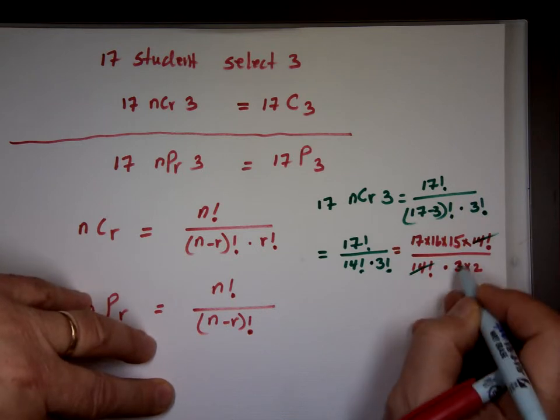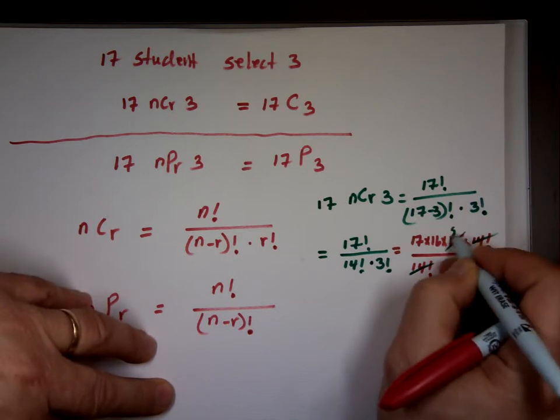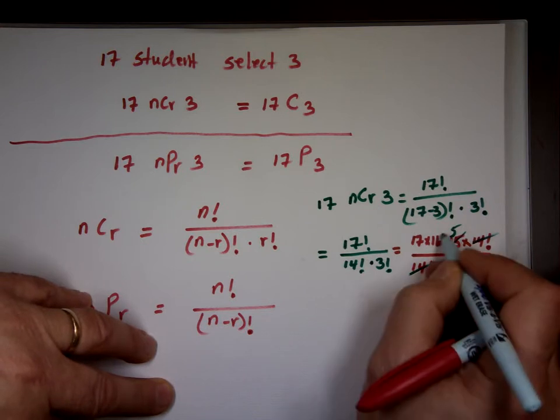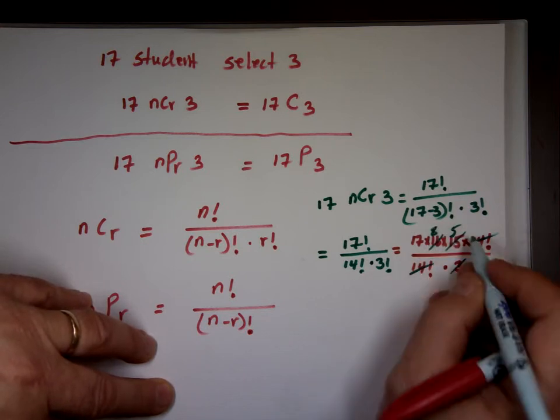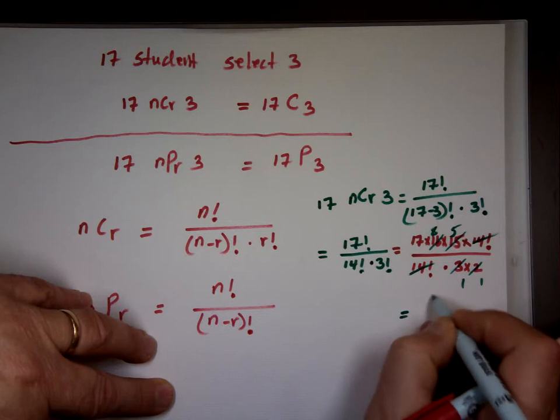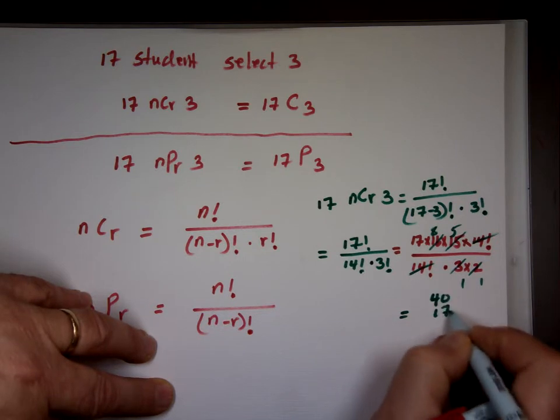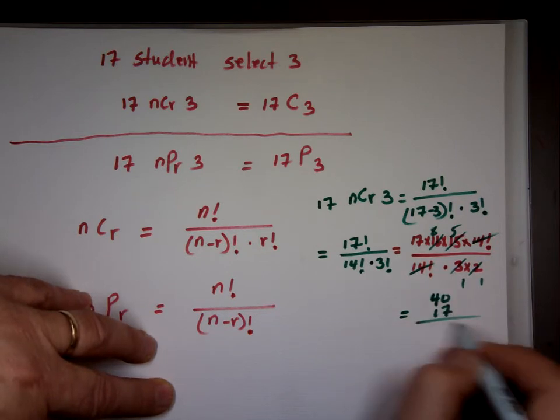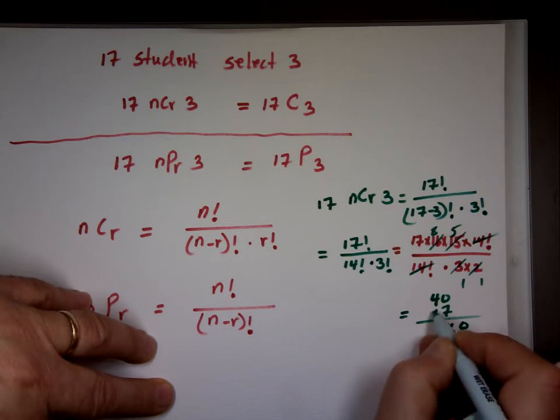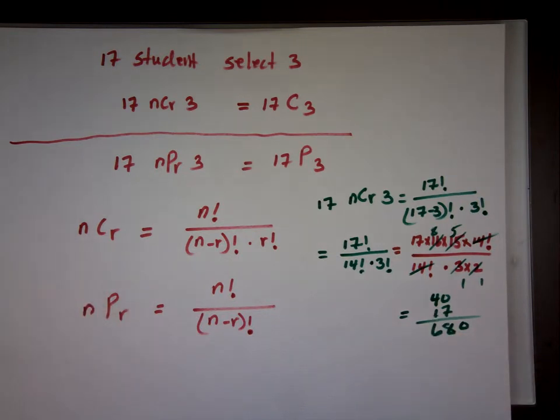By 3, this is 1. By 3, this is 5. By 2, this is 1. By 2, this is 8. 5 times 8 is 40. It's 40 times 17. There are 680 different groups of 3 I can choose to go to that concert.